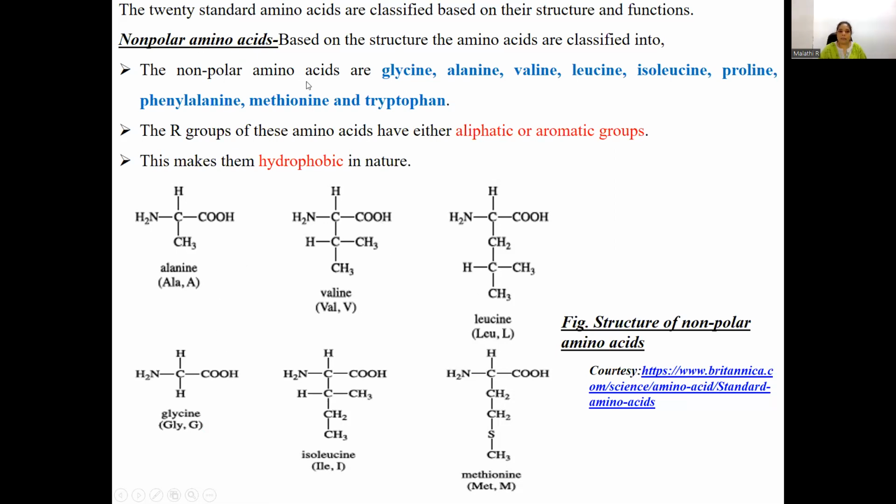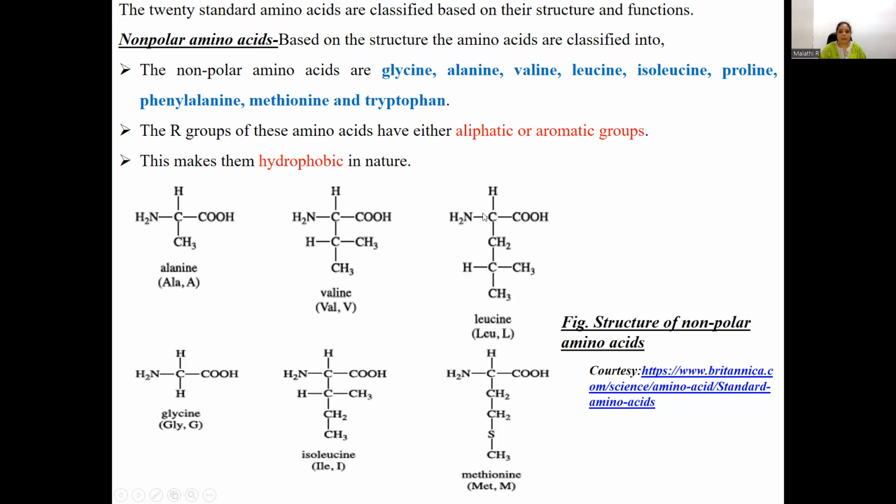Under the non-polar amino acids, we have glycine, alanine, valine, leucine, isoleucine, proline, phenylalanine, methionine, and tryptophan. Once again: glycine, alanine, valine, leucine, isoleucine, proline, phenylalanine, methionine, and tryptophan.